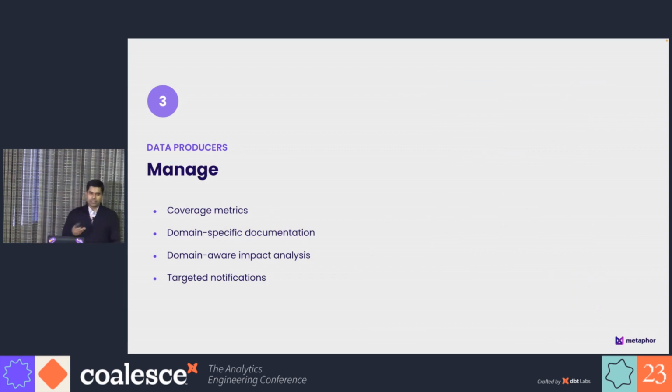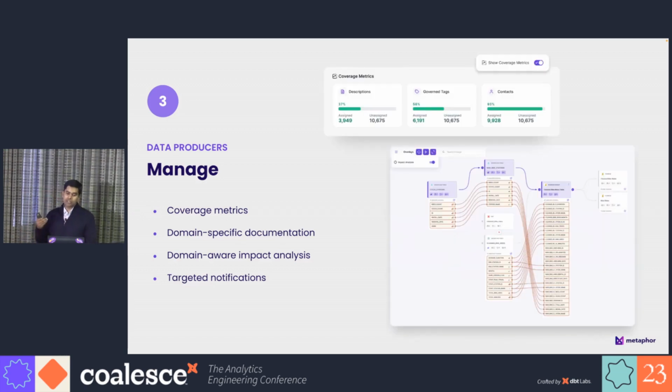Then comes the data producers, who are trying to manage these domains on their own with the help of the governance team. At the same time, these coverage metrics, et cetera, should also be available for those people within their domain: how well their domain is performing, where the bottlenecks are, or where they need to fix issues. They need to understand where to focus their efforts.